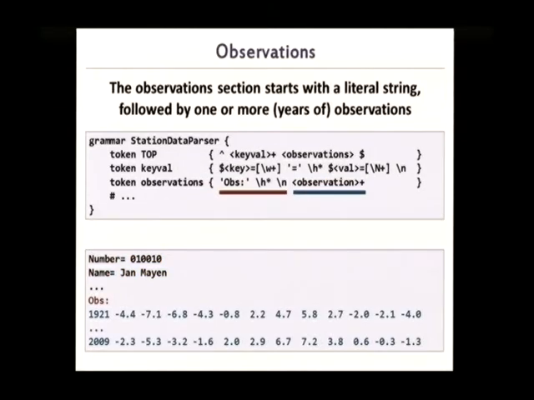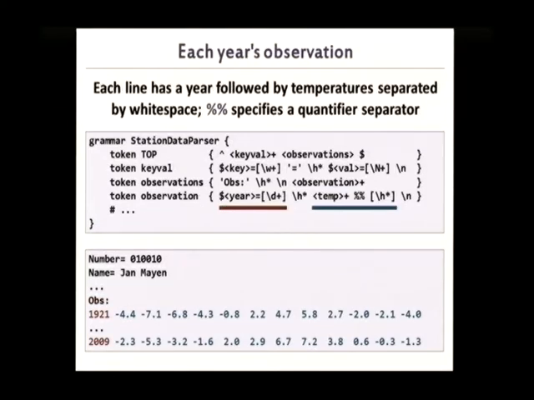Now, what next? Observations. That's the text obs. Potentially some white space. The files are not entirely consistent. And then at least one observation. And an observation, what's an observation? Well, it's a year. That's a bunch of digits. Some white space, and this is cute. This is one or more temperatures, and this modulo thing here means separated by. Okay, so it takes the previous quantifier, the plus, and it says between them there should be this. So basically a bunch of numbers separated by white space.